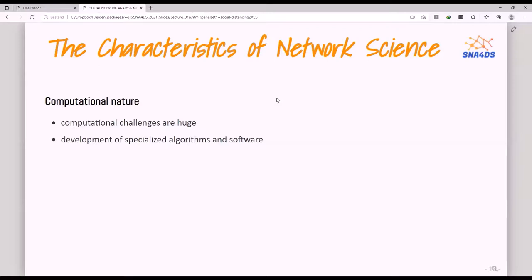So that's called a directed relationship. Then in a network of 10 people, there are already 90 relationships. If you have 100 people, then you already have 9,900, so almost 10,000 relationships. So it blows up quadratically with the size of the network.